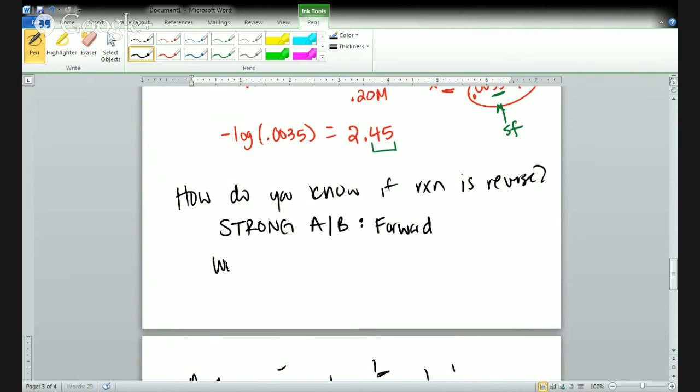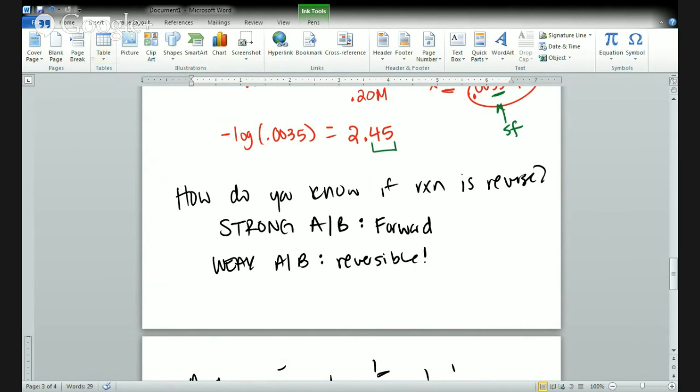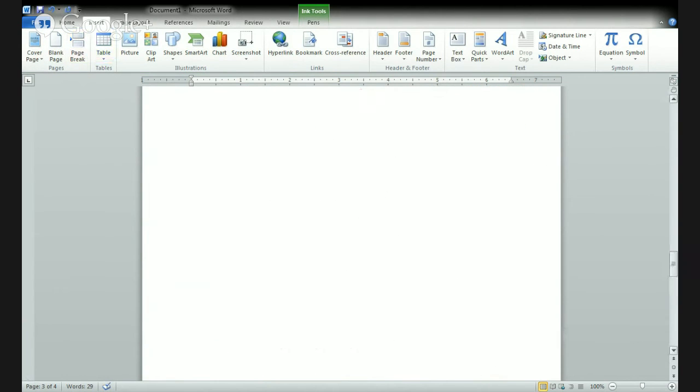If you have a weak acid or base, then you have a reversible reaction. So reversible reactions are only going to be for weak things. Strong things will only go forward. And I hope that answers our question about reversible reactions. Let's go ahead and get ourselves a new page here and on to the next question.